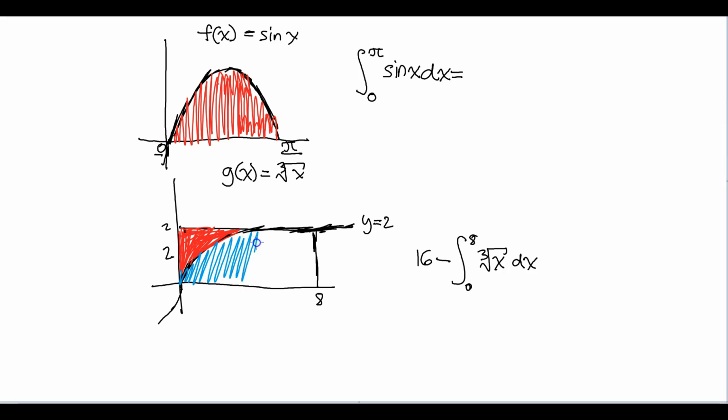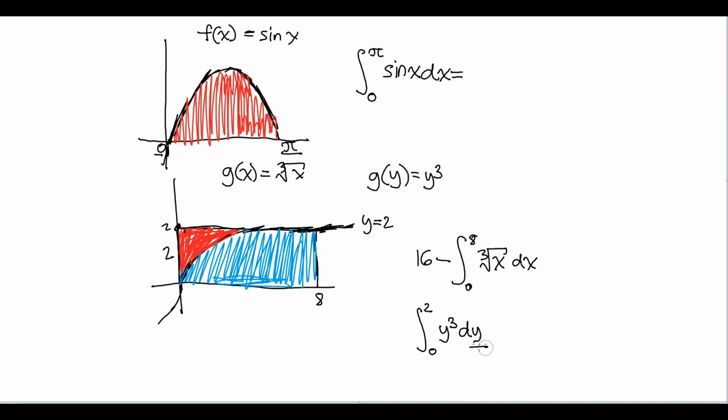Right? Because it's the entire rectangle area minus this blue area. However, there's a slightly better way to do it, and it's to convert this function as a function of y. And if you were to turn this into a function of y, g of y equals y cubed, then you have a much easier integral. If you were to rotate this on its side, then you would simply have to evaluate the integral from 2 to 0. Remember, you have to switch the limits because we're in y coordinates now, of y cubed dy. You have to make sure the variables and the limits of integration match. And this is also a way to find out this area.